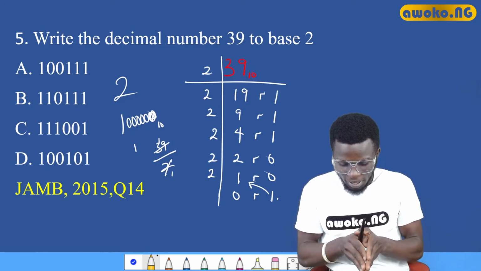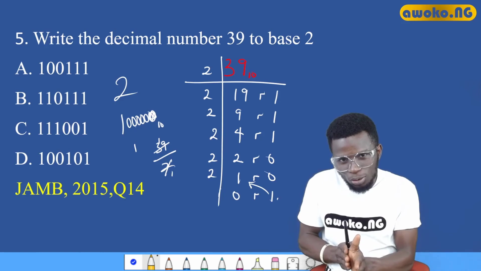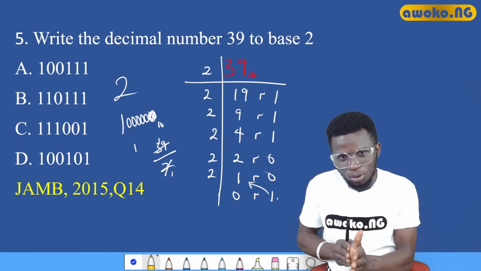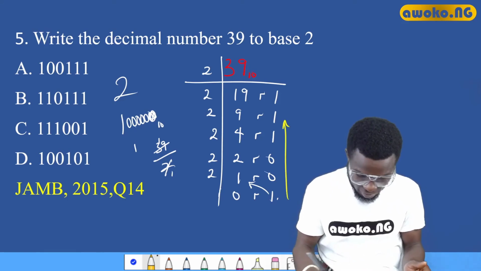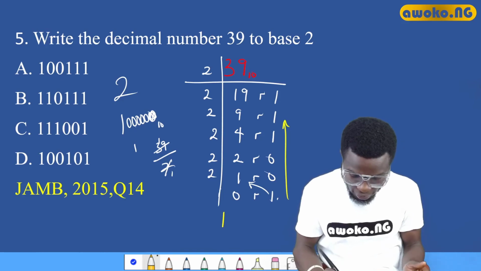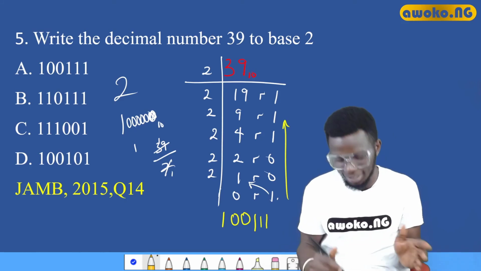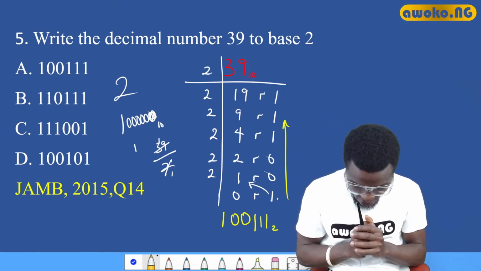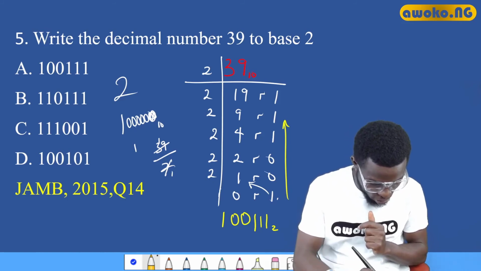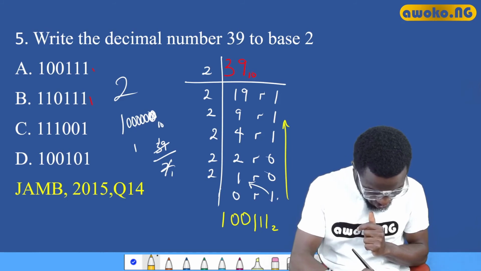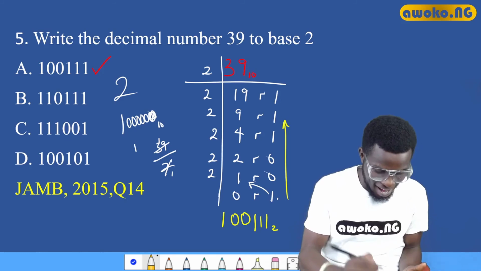Okay, so if you want to write it, you have to write it from bottom to top. Bottom to top. So to do that, we have 1 0 0 1 1 1 base 2. And if I check my option, yes, I got that. That is option A as the correct answer.